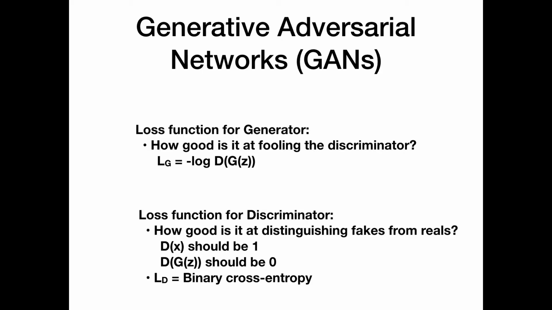We can train it in that fashion. So for the discriminator, our loss function would be how good is it at distinguishing fakes from reals. If it's a real x, the discriminator should say 1. If we have a generated z, something coming out of the generator network, we want it to say 0. So binary cross entropy seems to make sense for that. So we can train the discriminator.